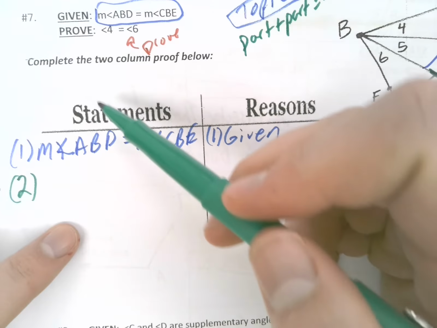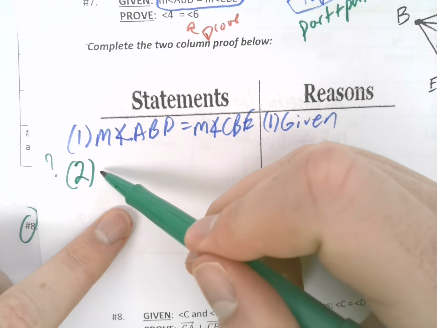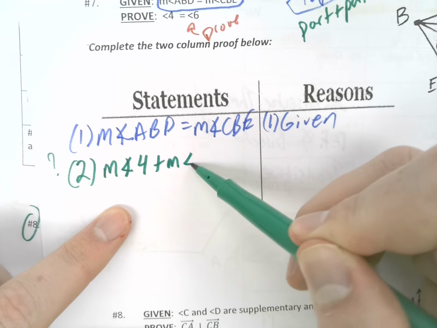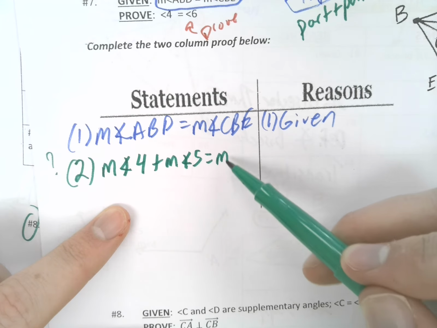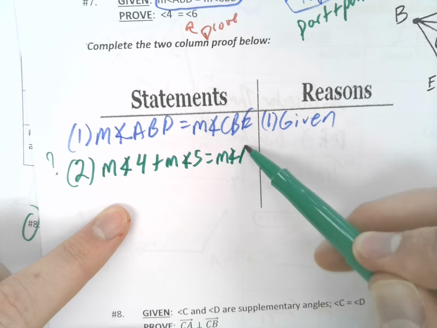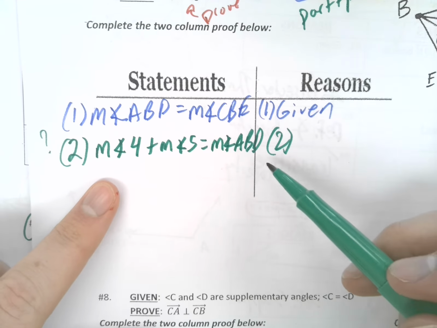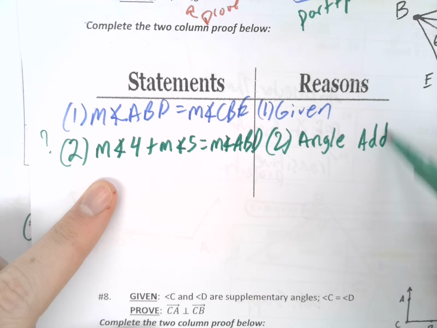We can say, what are the angles that make ABD? ABD, 4 and 5. We can say that angle 4 plus angle 5 equals the whole, the measure of ABD. And how can we say that? That's some good old-fashioned angle addition postulate.